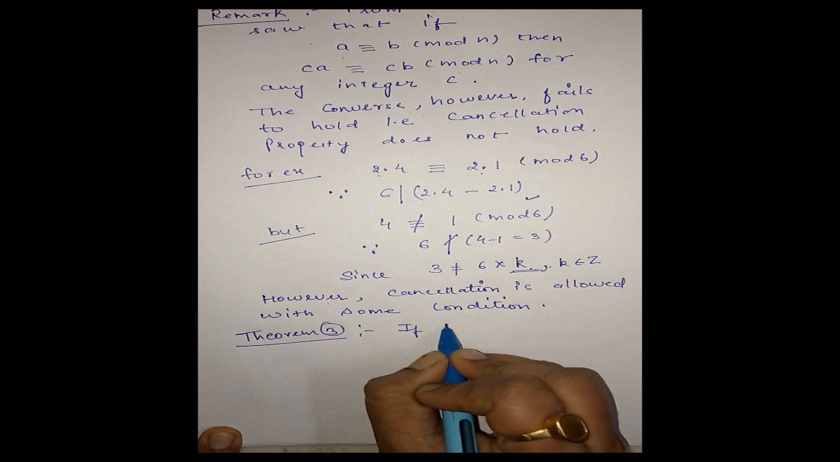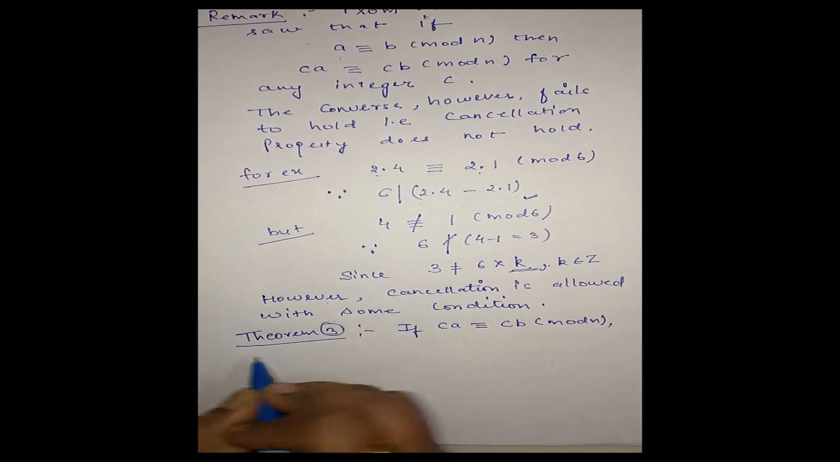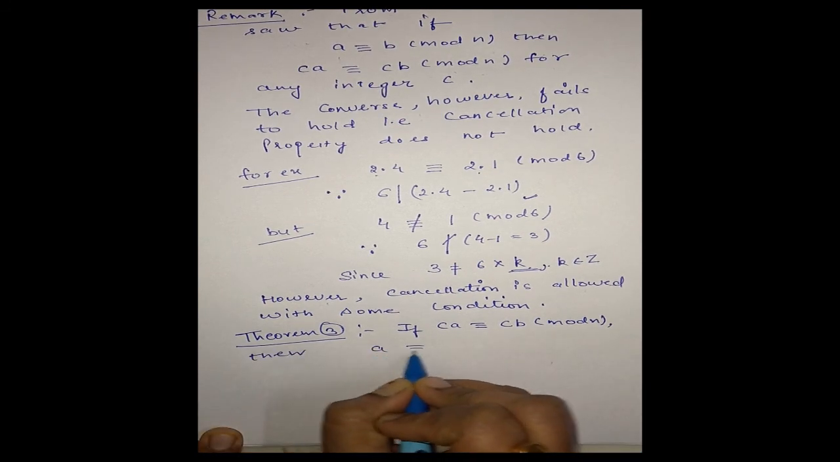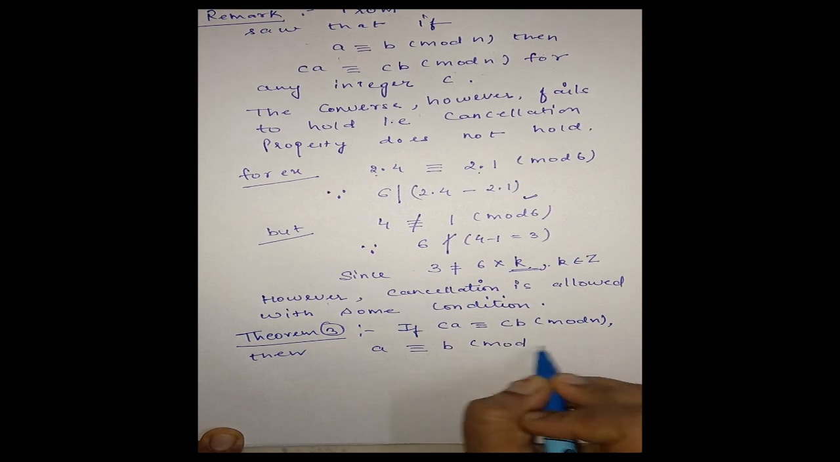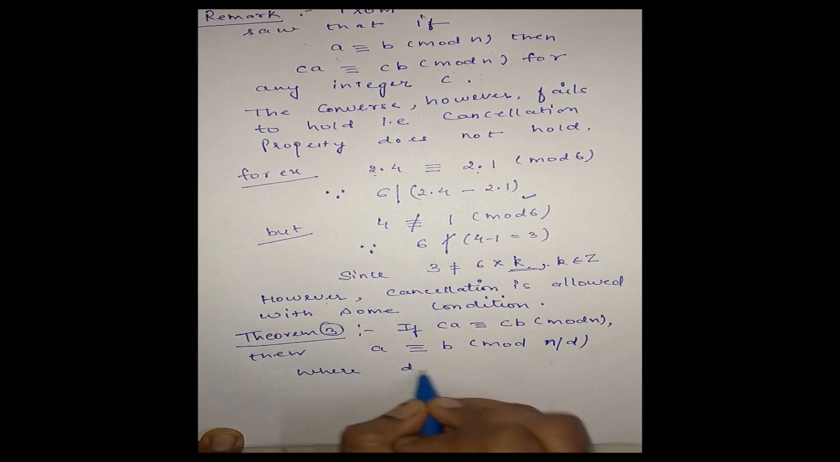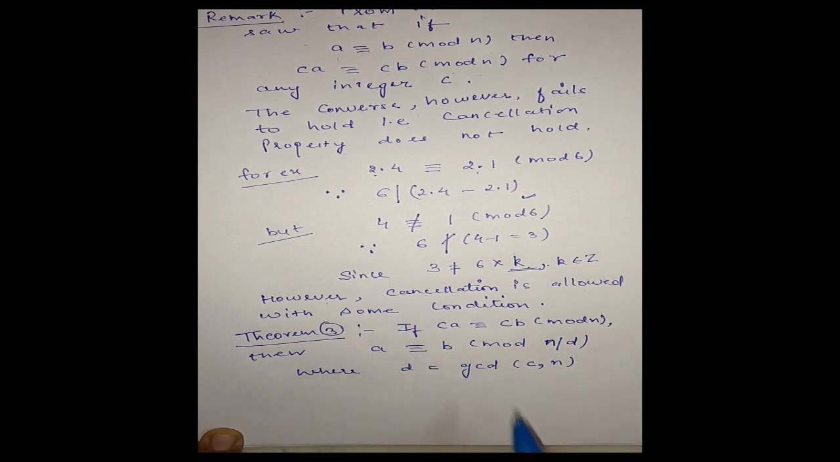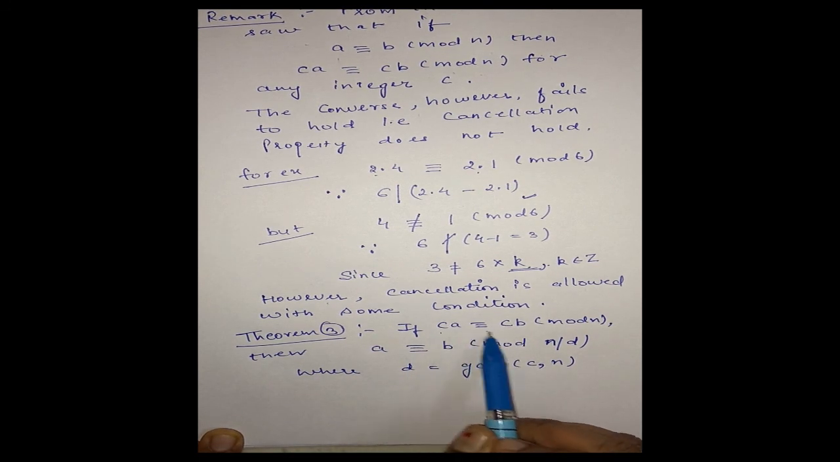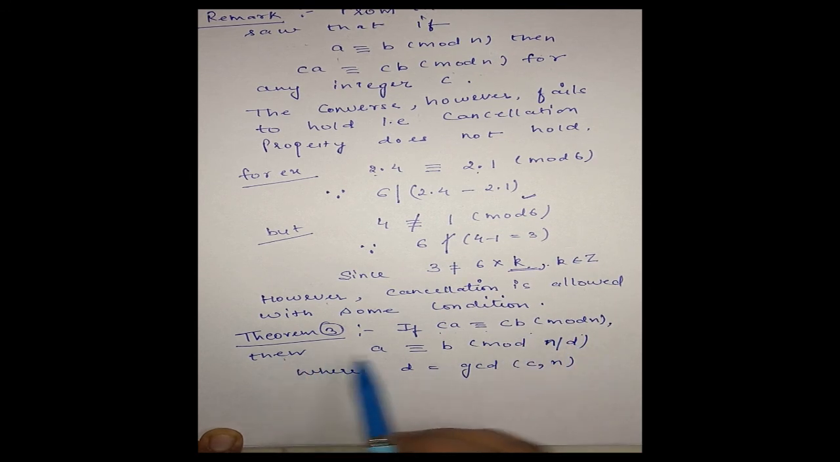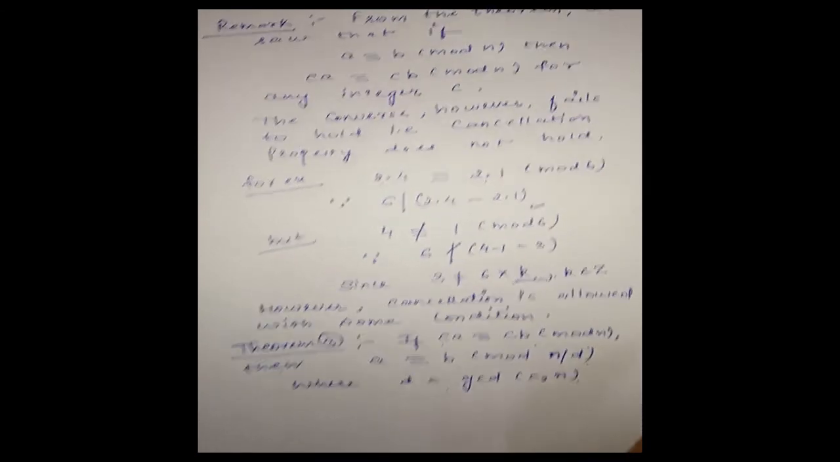The statement is: if CA is congruent to CB modulo n, then A is congruent to B modulo n by d, where d is the GCD of C and n. This is the cancellation property. GCD means greatest common divisor.